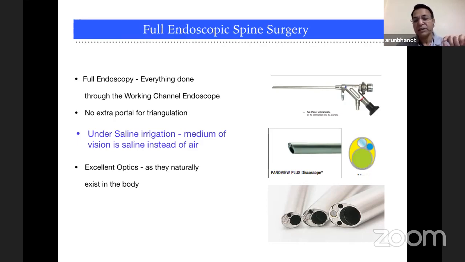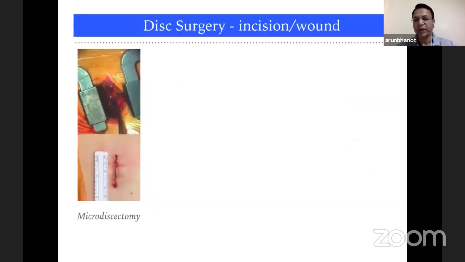And this is done under constant saline irrigation. So the medium of vision is saline rather than air, as you just witnessed in microsurgery, or if you have to do a MED or a tube surgery, where you look at the anatomical structures through air as a visualizing medium. This has a big advantage because the constant saline irrigation washes away the small droplets of blood, and it gives you optics as they naturally exist. So you see the anatomical structures as they exist in the spine, not with an artificial red hue.